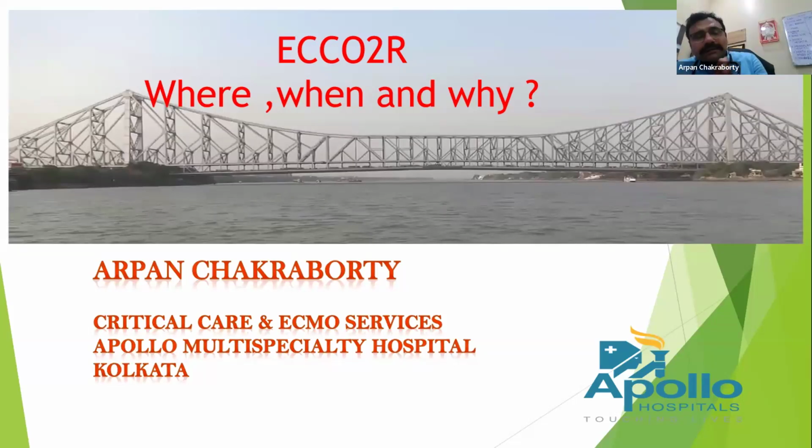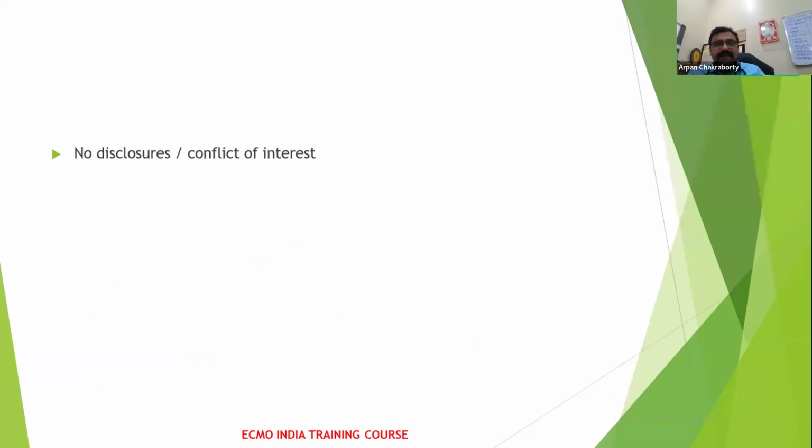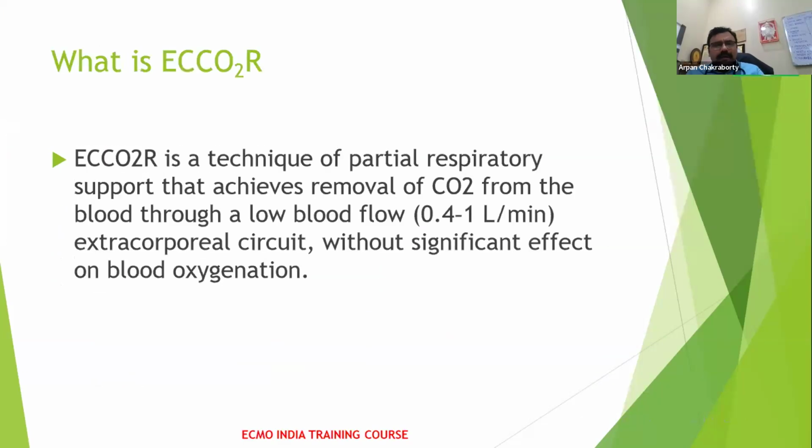So ECCO2R is nothing but a partial respiratory support. What is it used for? It achieves the removal of carbon dioxide from the blood, through a low blood flow, almost less than 1 liter per minute, without significant effect on blood oxygenation. Now, on ECCO2R, you are not getting oxygenation and you are using lesser blood flow, and you are actually targeting carbon dioxide removal.